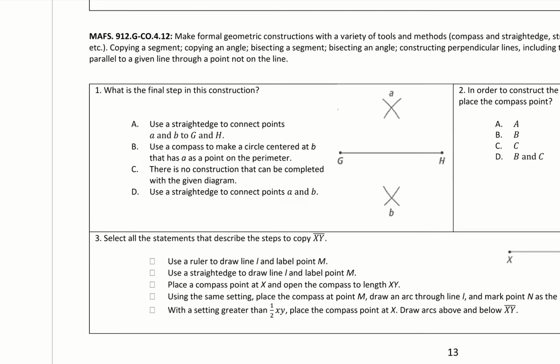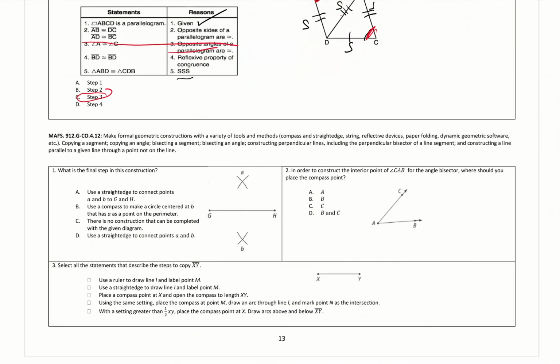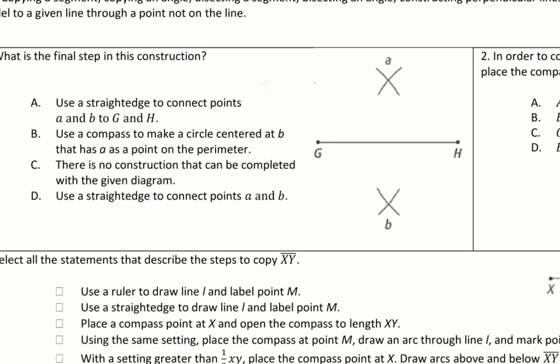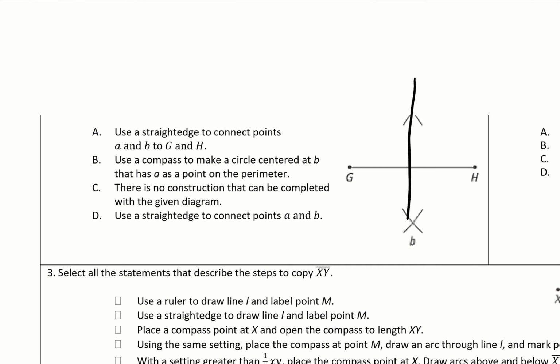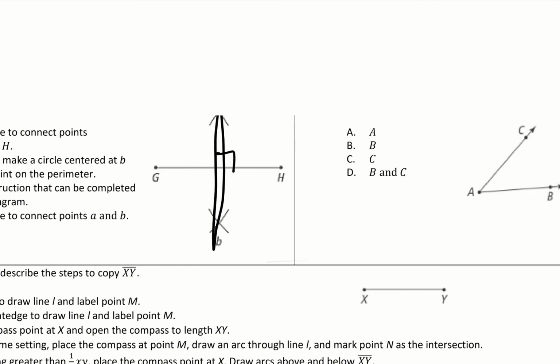All right. And let's finish up the last few problems here. We got 3 more problems here. What is the final step in this construction? So here we're constructing a perpendicular bisector. All you got to do is connect those and make your perpendicular bisector. And how do we connect it? We connect it with a straight edge. So there's my answer, straight edge.